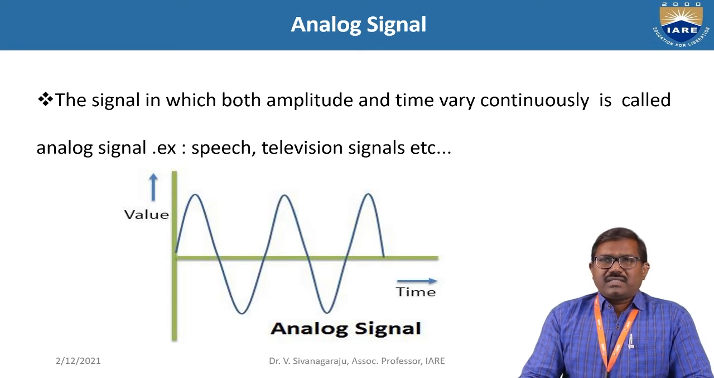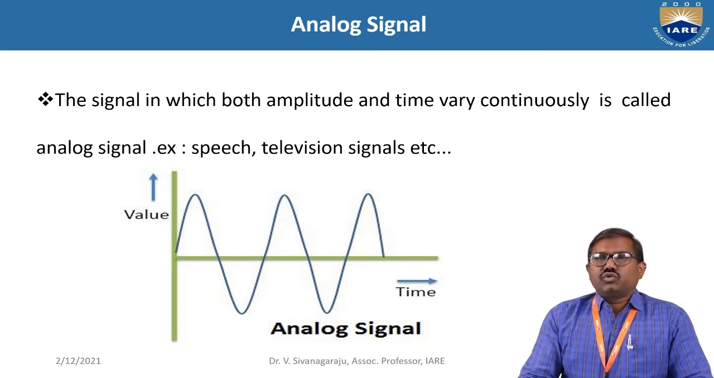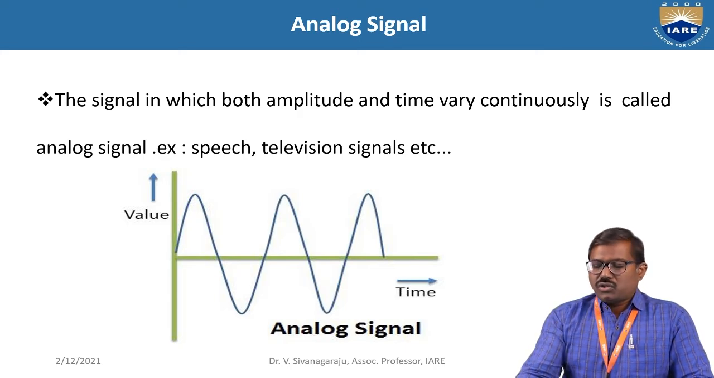At time t equal to 0, the amplitude is 0. The time is going to increase. Again, at some instant, the amplitude is increased. Again, according to time, the amplitude also varies. So we can call it an analog signal.